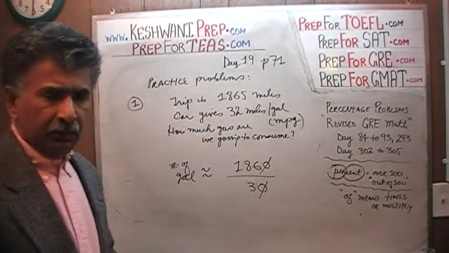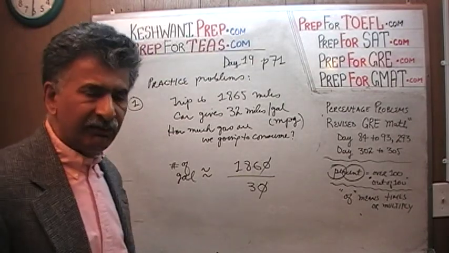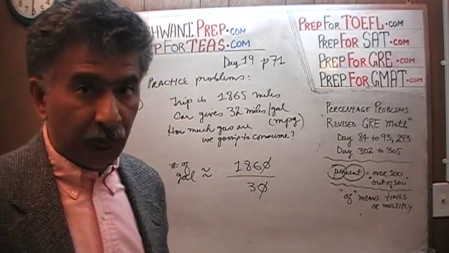0 cancels out. Now how do we actually know that this number that we have here, 186, is going to be divisible nicely by 3? We learned that yesterday.